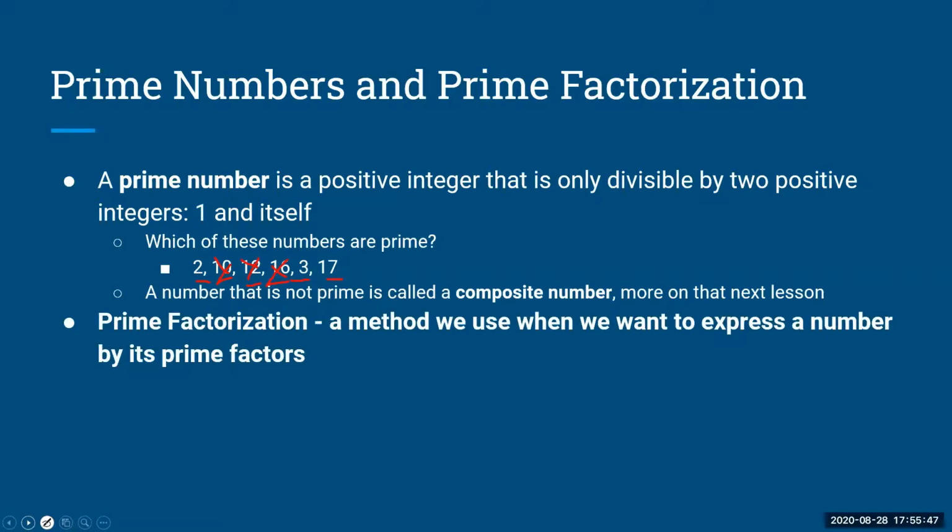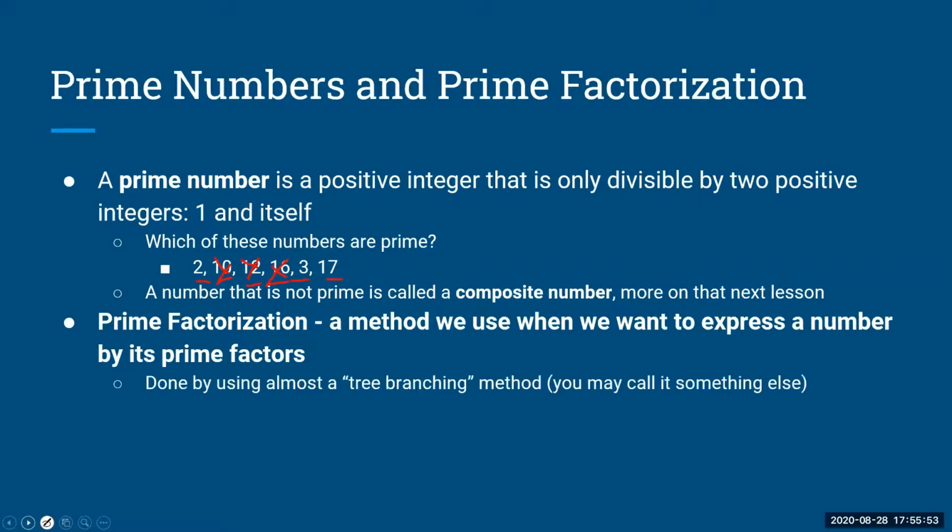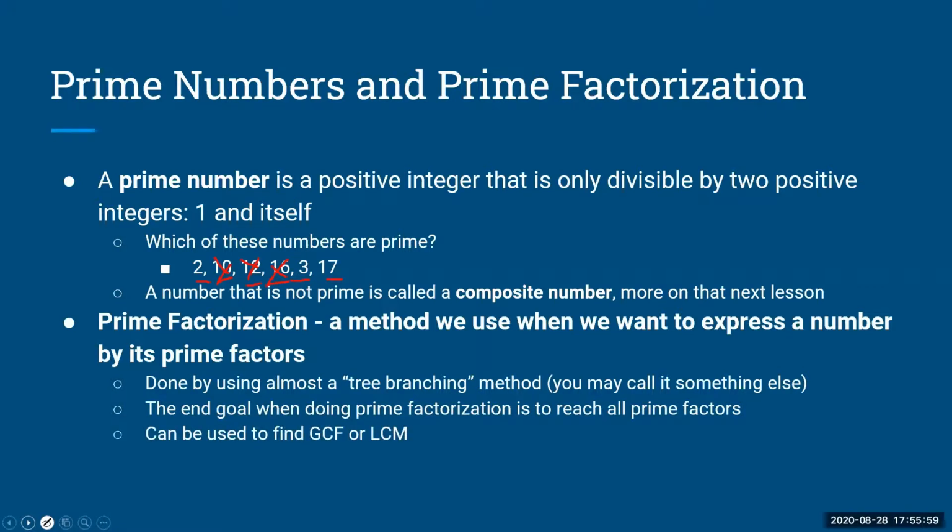Prime factorization is a method we use when we want to express a number by its prime factors. I'm 99.9% sure you guys know how to do this. You almost do like a tree branching method. The end goal is you reach all your prime factors, and it can also be used to find the greatest common factor or the least common multiple.